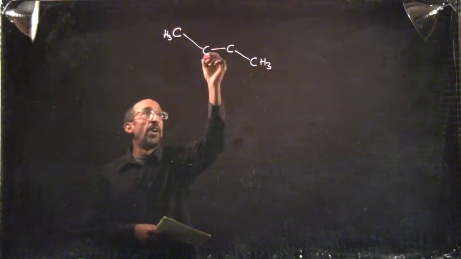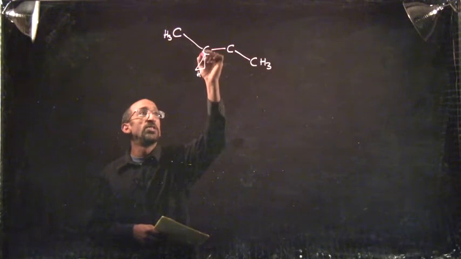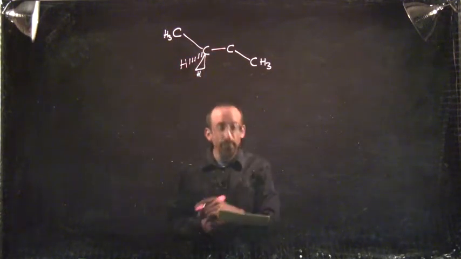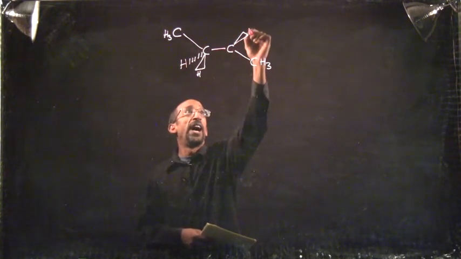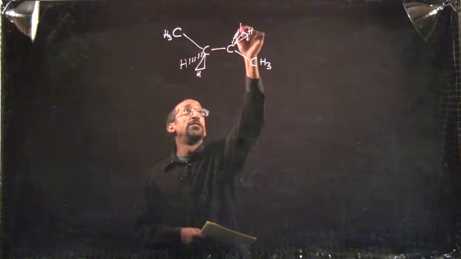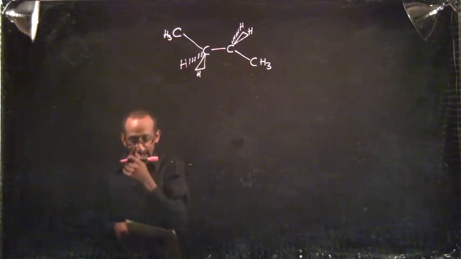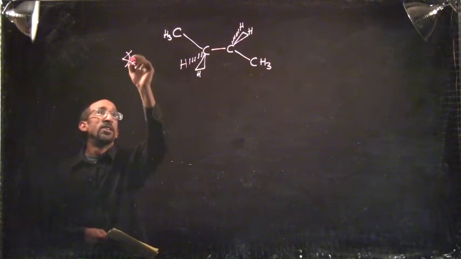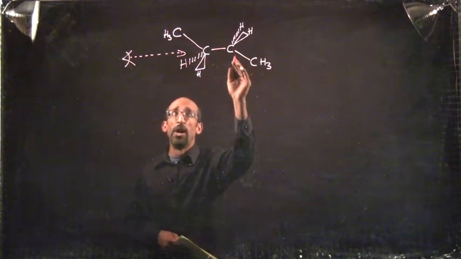And now we'll have on carbon 2, one hydrogen out of the board towards you, and one hydrogen coming behind the board towards me. And similarly on this carbon, one hydrogen out of the board towards you, and one hydrogen behind the board towards me. Let's go ahead and draw a Newman projection looking this direction down this C2-C3 bond.